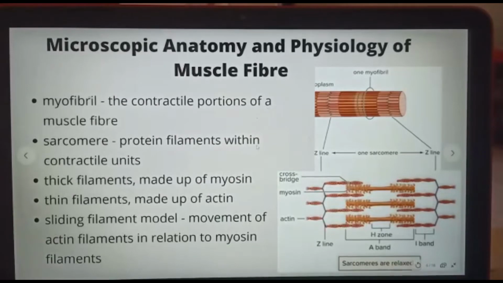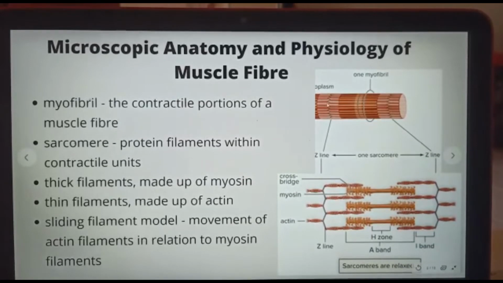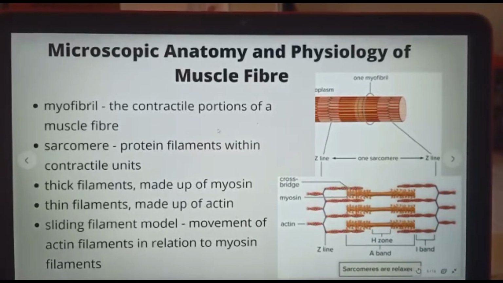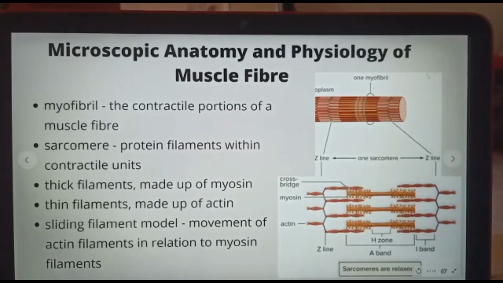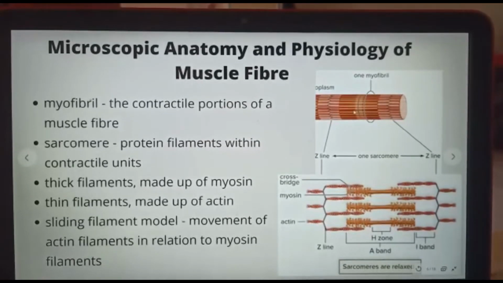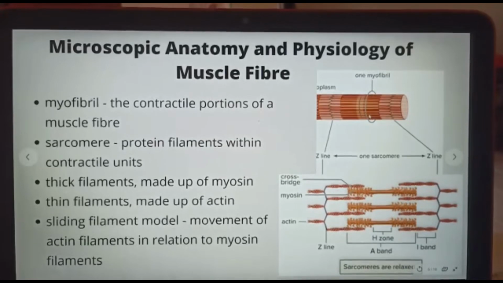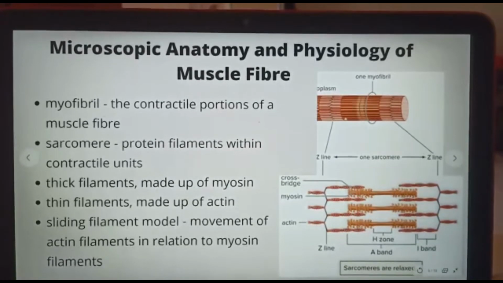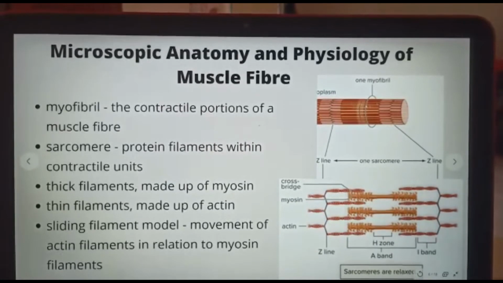For the anatomy and physiology of muscle fiber, the sarcoplasmic reticulum encases thousands of myofibrils, which are the contractile portions of a muscle fiber. As you can see here, a myofibril is cylindrical and runs the length of the muscle fiber. Also, we can see that the myofibril has light and dark bands. These are called the striations. These striations are responsible for the skeletal muscle's striated appearance.